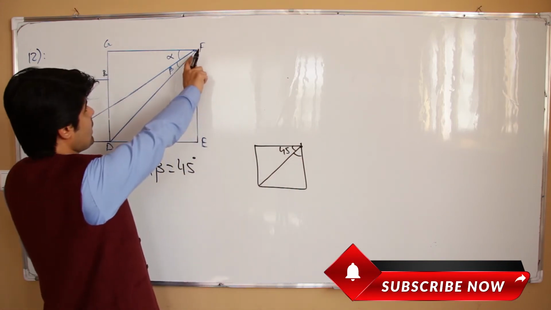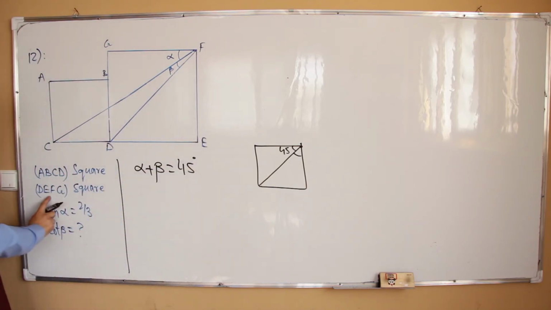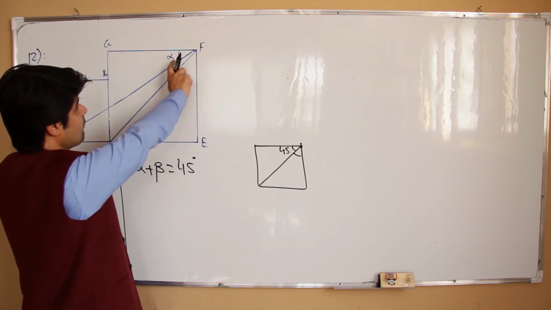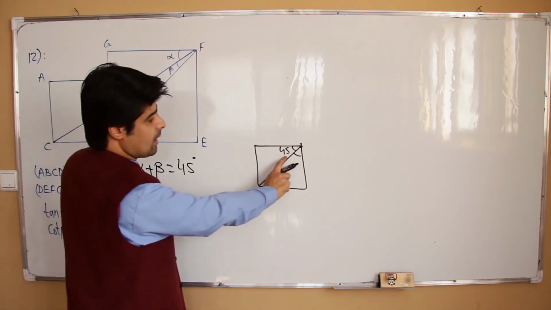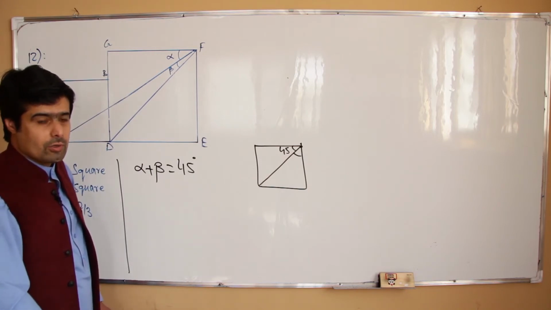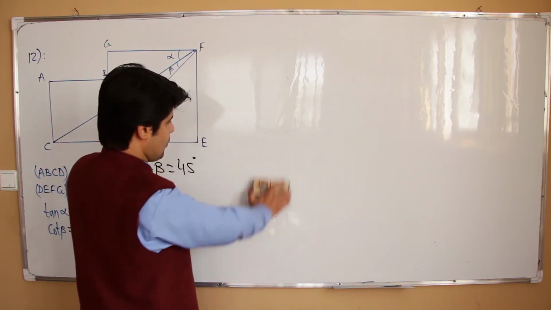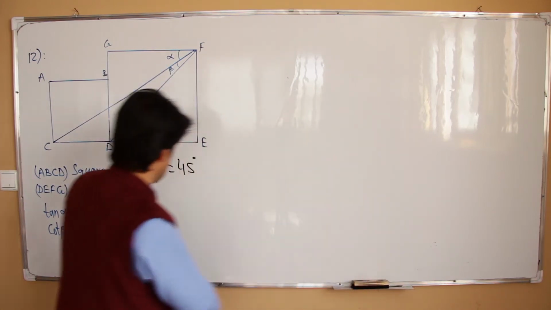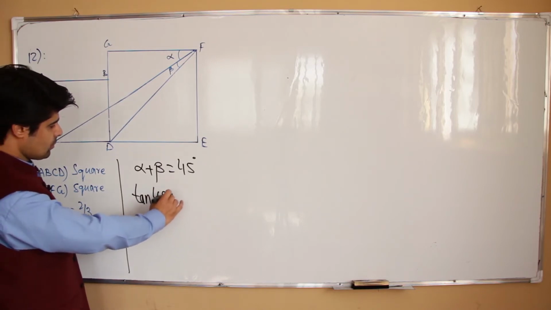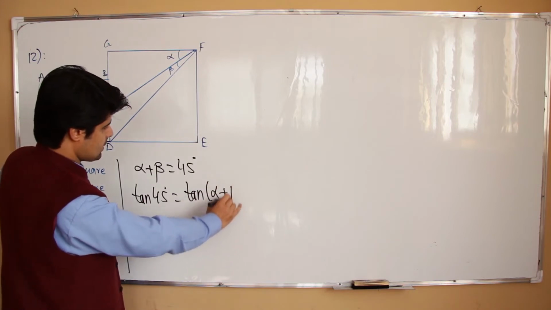In here, our diameter, which is DF in square DEFG. This is our diameter. Alpha plus beta is this angle, so it should be 45 degrees. I think you have got it. Okay, if you find this part, now it's easy. You have to take tangent on both sides. Tangent of 45 degrees is equal to tangent of alpha plus beta.